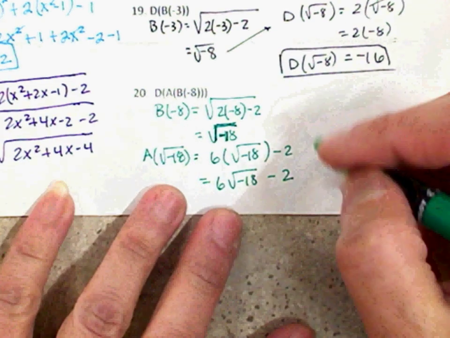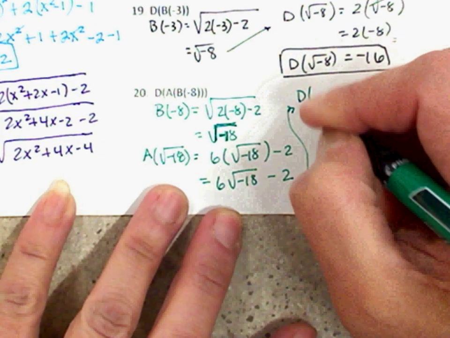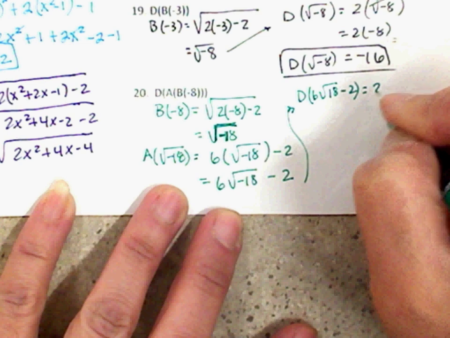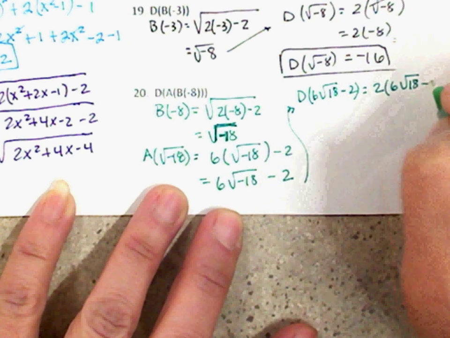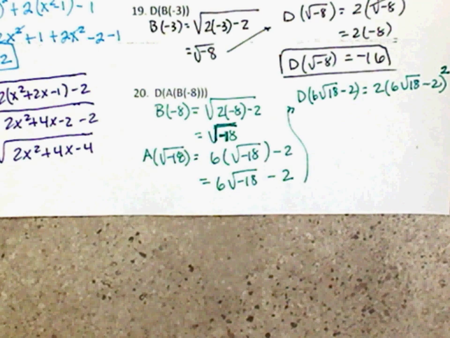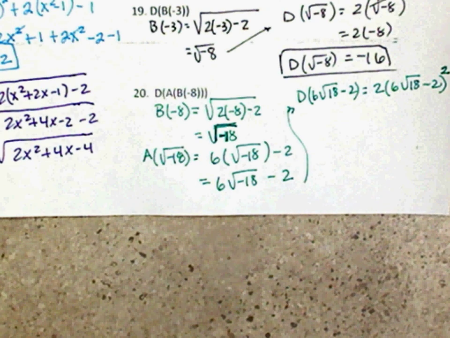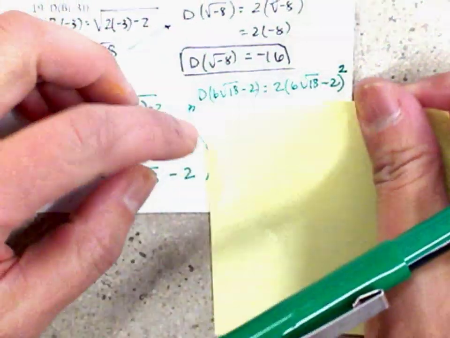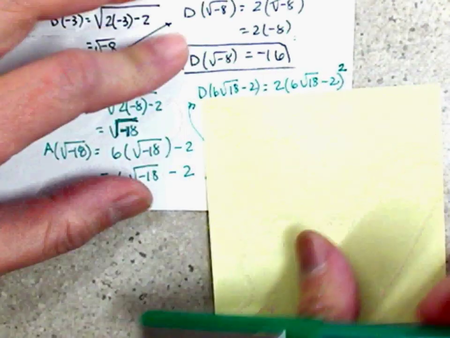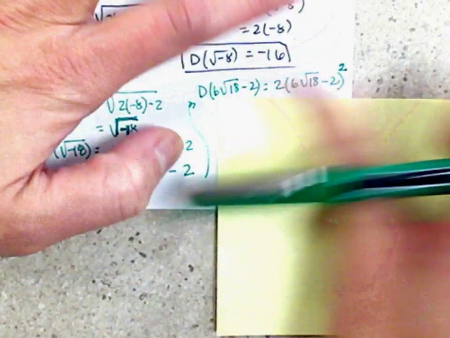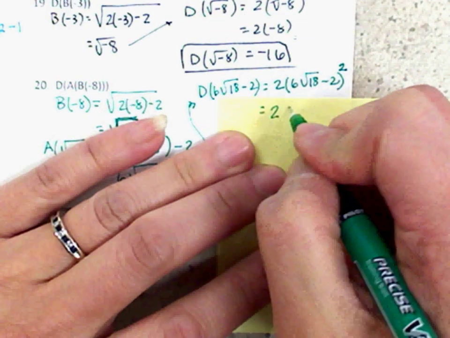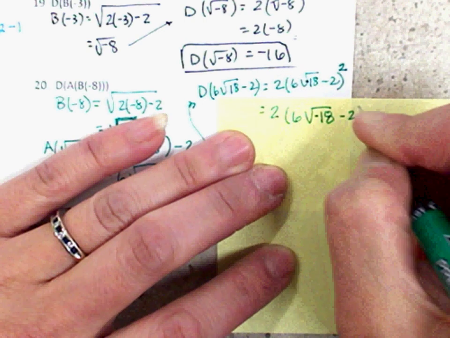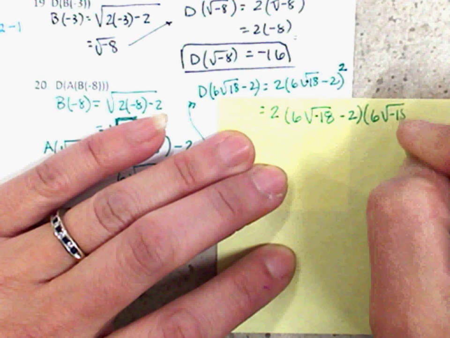Alright. So D, you're going to have 6 square root of negative 18 minus 2. So what do you have? 2 times 6 square root of negative 18 minus 2, squared. I'm going to get a little piece of paper so you guys have some room, okay? Okay, here we go. So number 20. Oh, that bothers me. It's not straight. There we go. So you have your 2. That means you have 2 of these. By the way, it's negative 18 minus 2. 6 times square root of negative 18 minus 2. See how you have 2 of them?